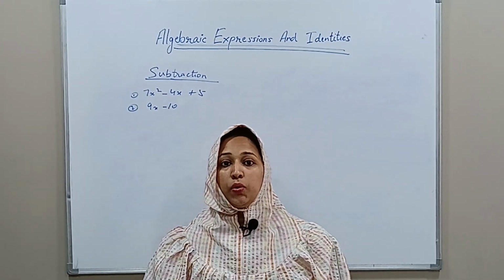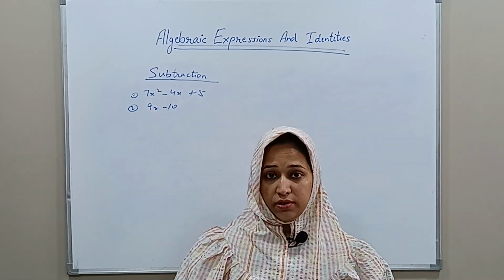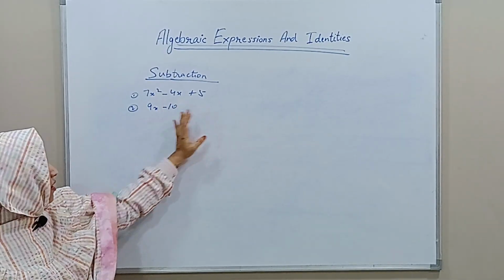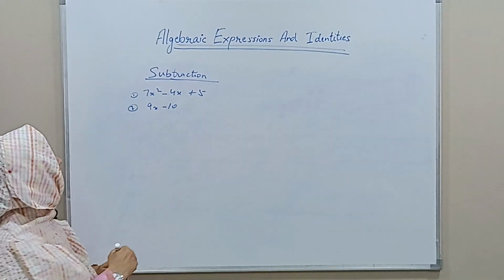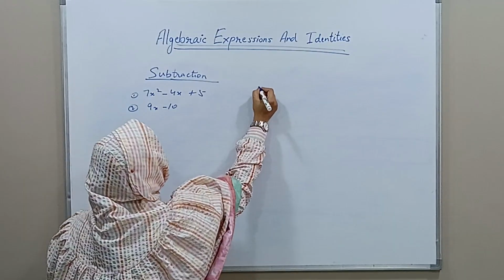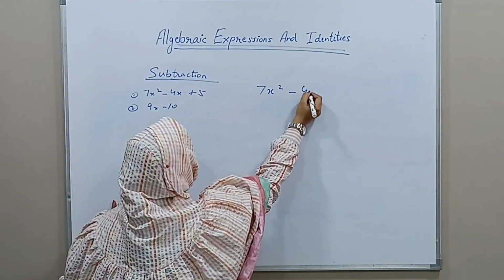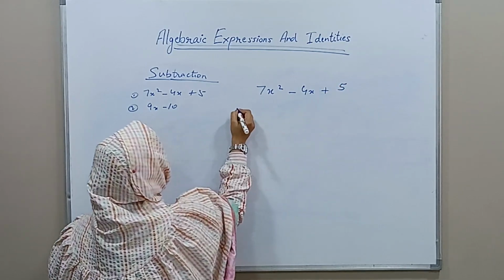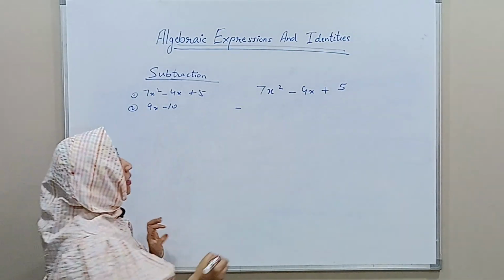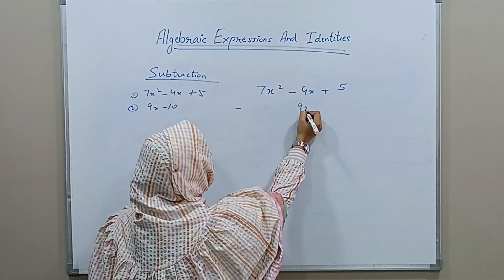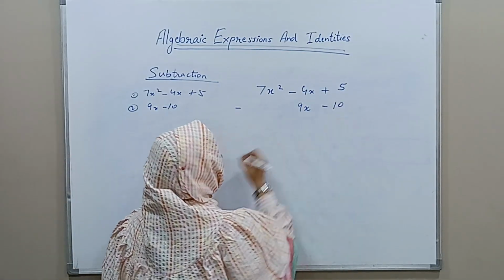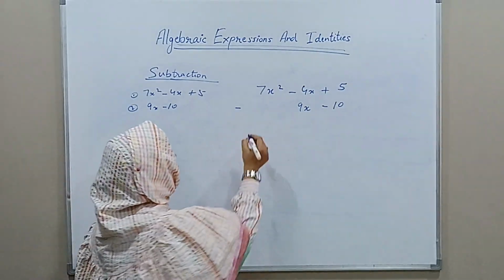Now let us understand how to subtract given expressions. Suppose we have two expressions, 7x square minus 4x plus 5 and 9x minus 10. Let us subtract them. Write them in a column. In the first row we will write 7x square minus 4x plus 5. Then the minus sign since we are subtracting, 9x minus 10 in the other row. Now while writing, write 9x below minus 4x since they are like terms, and minus 10 below plus 5 since they both are like terms, that is the constants.